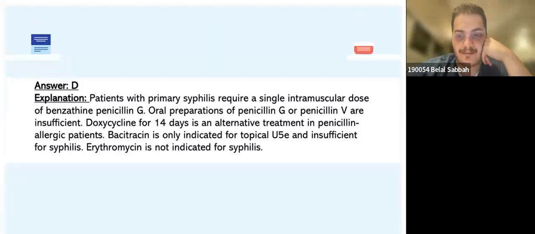All right, let's move on then. Again here, doxycycline for alternative treatment in penicillin allergic patients.